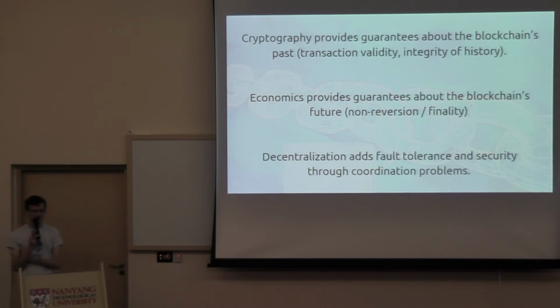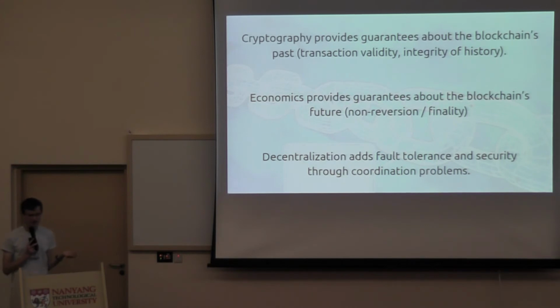This is the kind of package of security technologies that I refer to as cryptoeconomics. Cryptography is used in blockchains to provide guarantees about the blockchain's past. So cryptography guarantees transaction validity: you have digital signatures on every transaction that guarantee that the transaction actually was approved by the sender. And you have hash linking, which preserves the integrity of history.